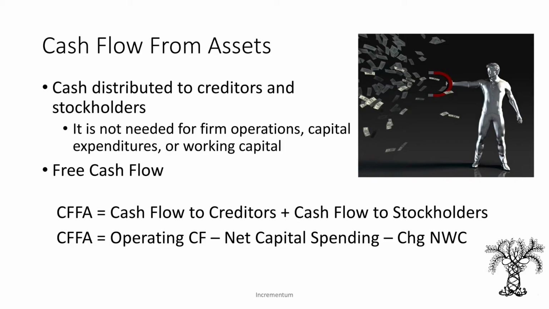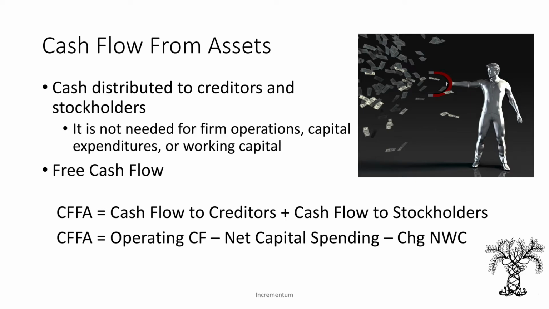So this is the cash flow we have from our firm's general operation, so that's our operating cash flow. And then we subtract from that anything that we invested in fixed assets. And then we also subtract any investments we made in inventory and accounts receivable. So this actually matches our second definition. It's the cash that's not needed for firm operations, capital expenditures, or working capital. So it's what's left over that can go to creditors and stockholders.